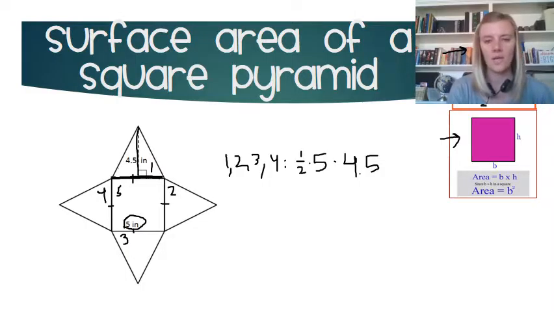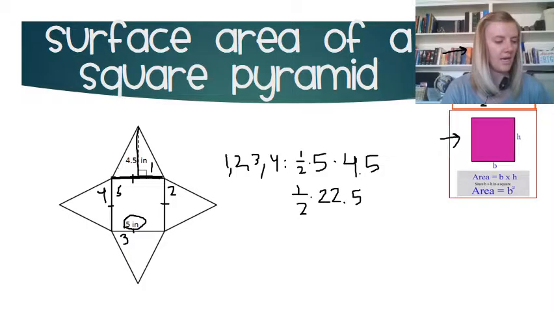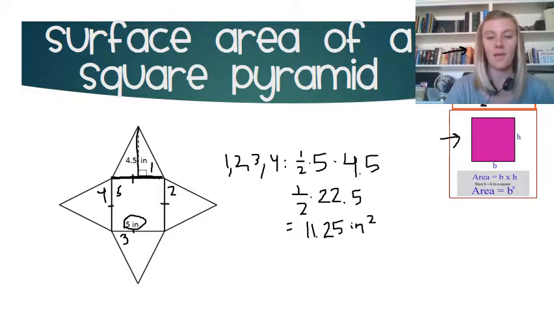Okay, so now we're going to multiply our 1/2 times 4 times 4.5. So 4.5 times 5 is going to give us 22.5, but we still have to take half of it, okay? Half of 22.5 is going to be 11.25 inches squared.